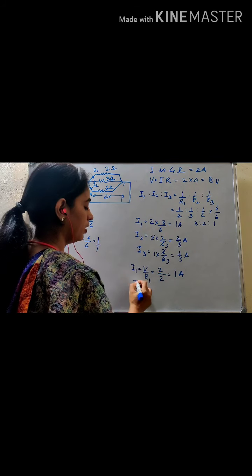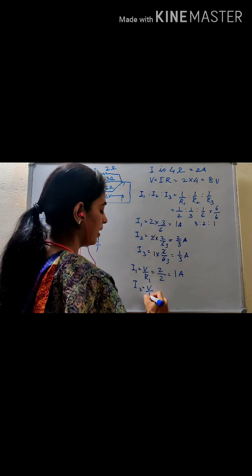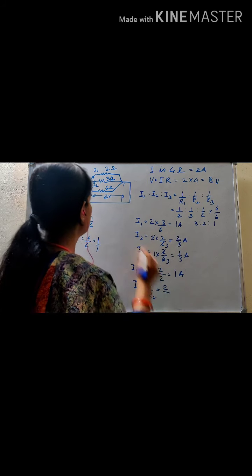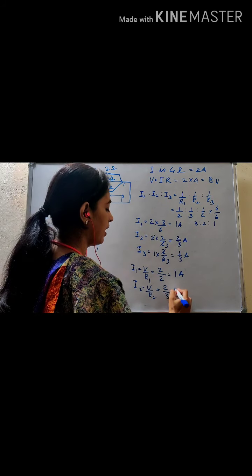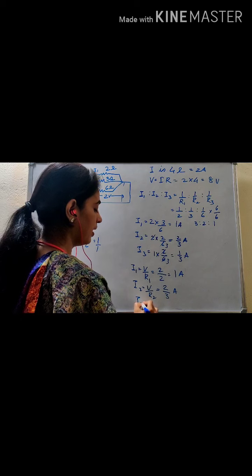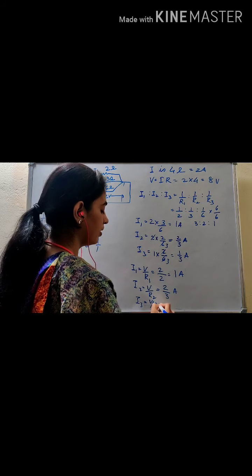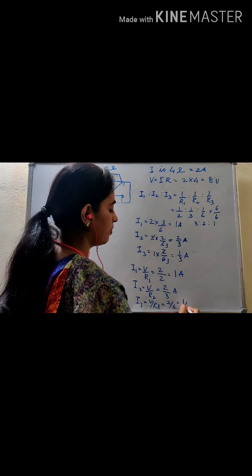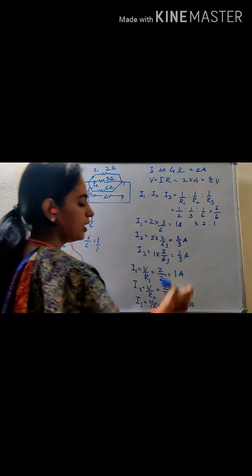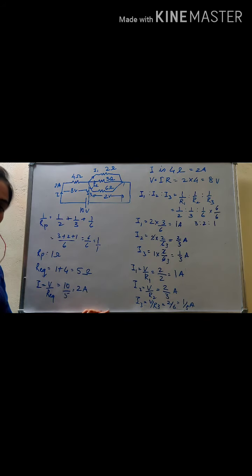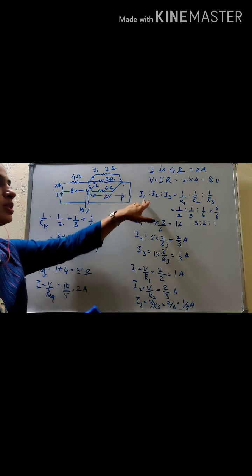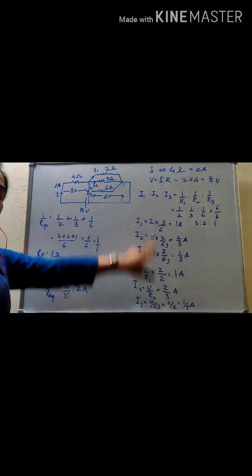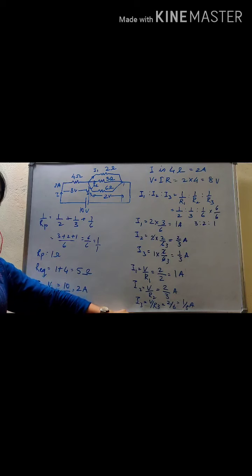See, I1 is 1 ampere. I2 is equal to V by R2, that is equal to 2 by 3 ampere. And I3 is equal to V by R3, that is equal to 2 by 6, that is 1 by 3 ampere. So we are getting the same result by any method. So you can use this formula as well as this conventional method, right?